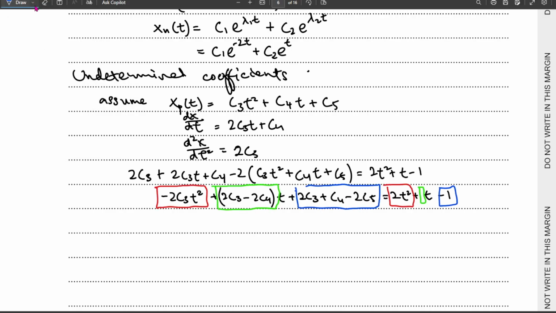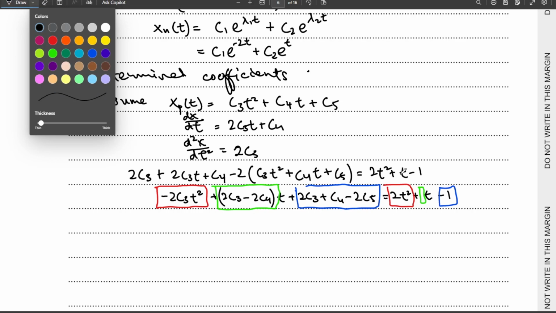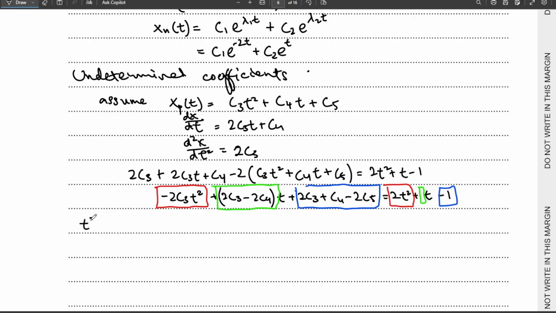Okay, so hopefully you should be able to see that we can compare the coefficients of the terms here. For the t squared coefficient, we compare 2c3 equals 2, so c3 will be equal to negative 1. For the t coefficient, we know 2c3 minus 2c4 on the left hand side equals 1 on the right hand side. We also know c3 is negative 1, so we can just substitute that into the equation. So we have c4 equals negative 3 over 2.